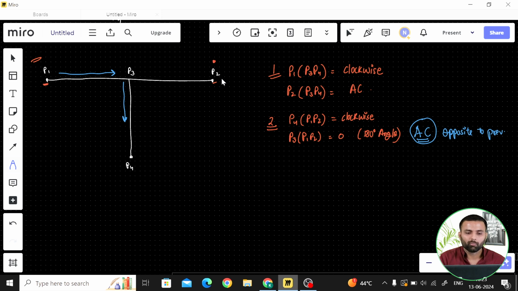So let's check for P1. P1 is in the clockwise direction, right? P1 in the clockwise direction. So what I'm doing is I'm simply making this where my P1, P3 is this, right? So let's suppose I'm standing right now here. I have to move to P1. So P1 is here, so it's in the clockwise direction. Similarly, here I have the anti-clockwise direction, right?